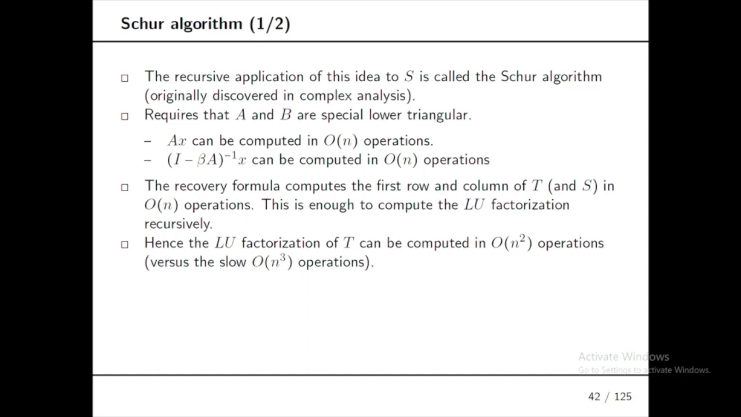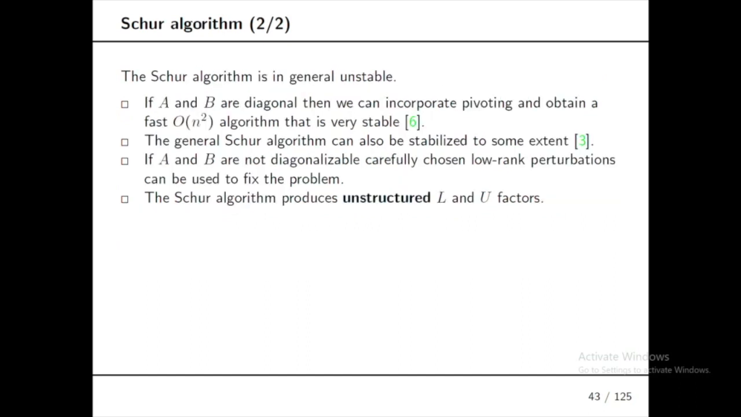The assumption was that both A and the coefficient B are lower triangular. You can multiply by them in linear operations or something close to that, and you can invert them and apply them to X also in linear or something close to that. As long as you can do this, you will have a fast algorithm, and therefore this is the Schur algorithm. This was the first time that, through this technique, you produced the first stable fast algorithm for applying the inverse of a Toeplitz matrix to a column vector.